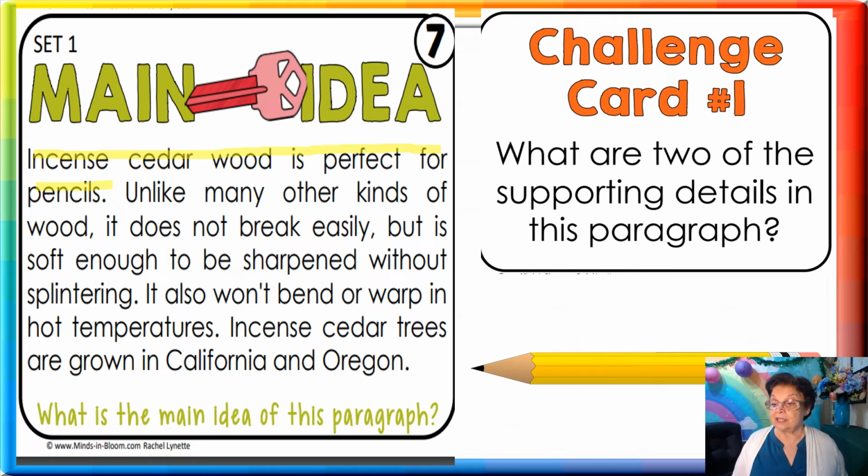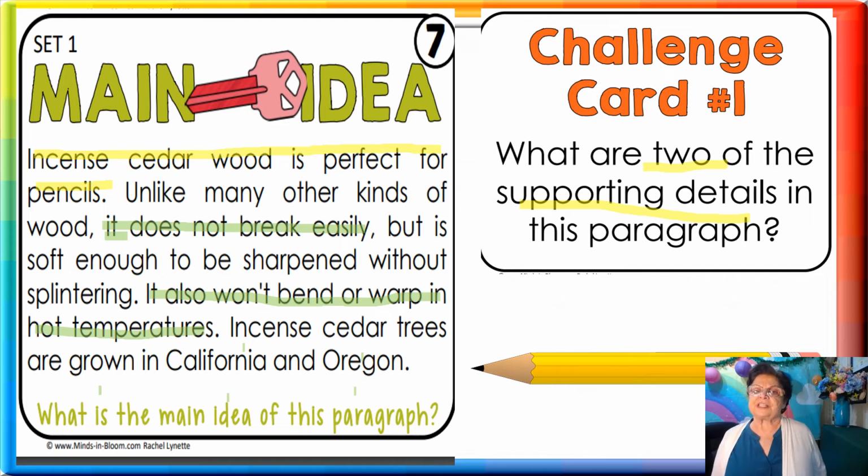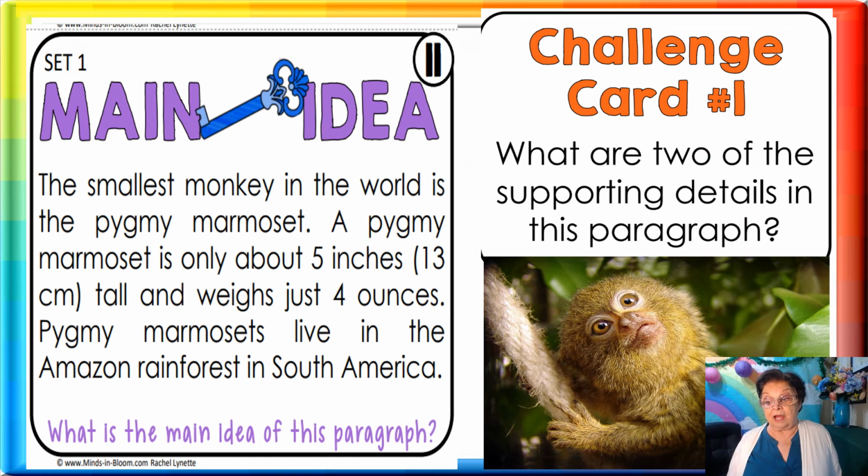Now, we're going to find two supporting details in this paragraph. Okay. This is why it's the perfect pencil. It does not break easily, and it won't bend or warp in hot temperatures. Now, it's interesting that incense cedar trees are grown in California and Oregon, but that doesn't tell why they're perfect for pencils. They're perfect for pencils because it doesn't break easily and it won't bend or warp in hot temperatures. So you're looking for sentences that will support the main idea. Other things might be cool and important, but not what supports the main idea.